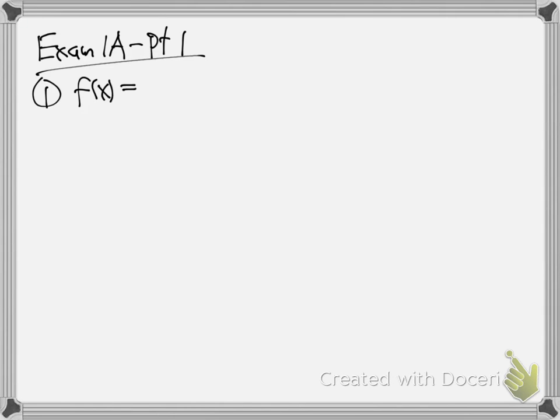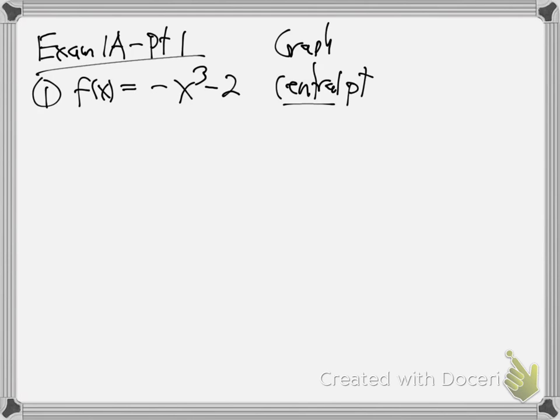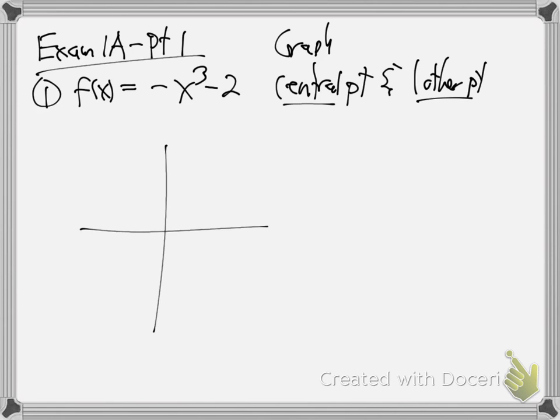I'm looking at exam 1A, part 1. So I'll give you both versions, so you'll have the A and the B, whether you took the A or the B version in class. So f of x, number one, is f of x equals minus x cubed minus 2. It wants you to graph, find the central point and one other point. So this is 1A, number one. They give you a big old axis system there, and they want you to graph. So let me give you a second. Graph that thing.